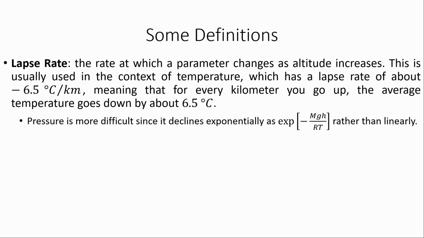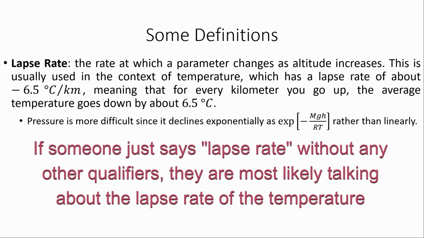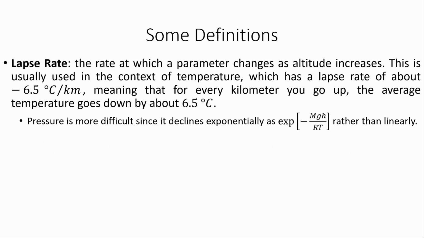So we need to talk about a few definitions here. One that is important that comes up all the time in the literature is what's called the lapse rate. This is the rate at which a parameter changes as altitude increases. This is usually used in the context of temperature, which has a lapse rate of about minus 6.5 degrees centigrade per kilometer, meaning that for every kilometer you go up in altitude, the average temperature goes down by about 6.5 degrees Celsius. Pressure is a little bit more difficult because it declines exponentially rather than linearly.